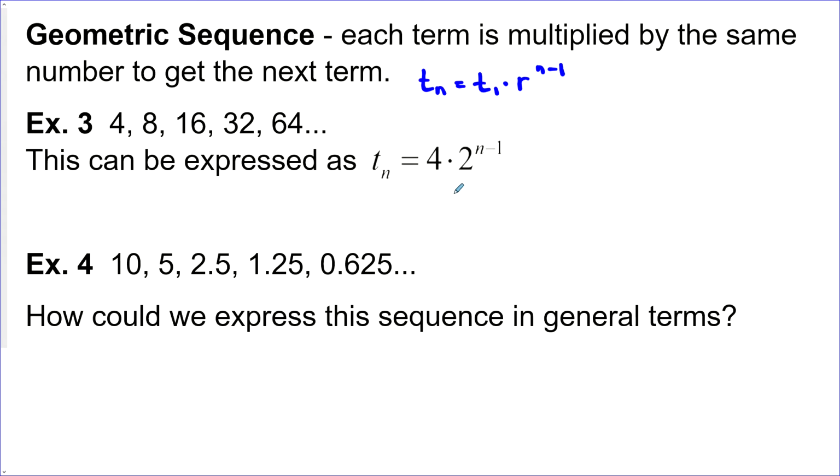Now there is something we can do with this algebraically, so let's see if we can simplify this exponent. We'll leave the 4 for a minute, and the 2 to the n, and let's get rid of this minus 1 by writing 2 to the power of 1 in the denominator.